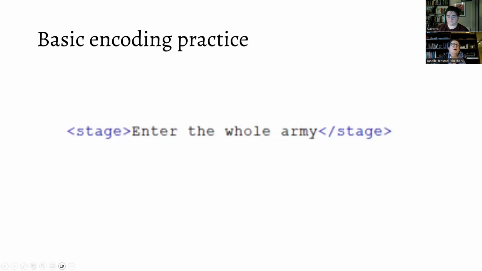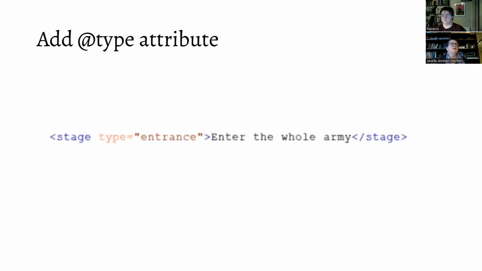The basic encoding practice for a stage direction is to use the stage element. Nice and simple. Enter the whole army. So we simply wrap the stage direction that we want to show up in our modern text in the stage element. We're not finished though when we've added the opening and closing stage tags.